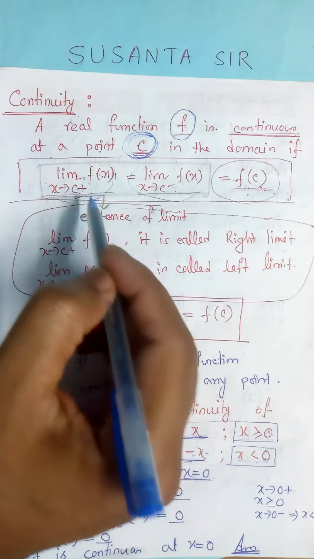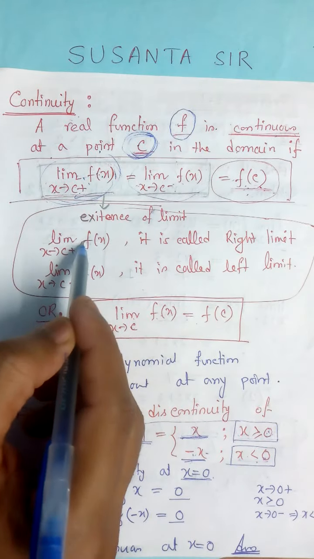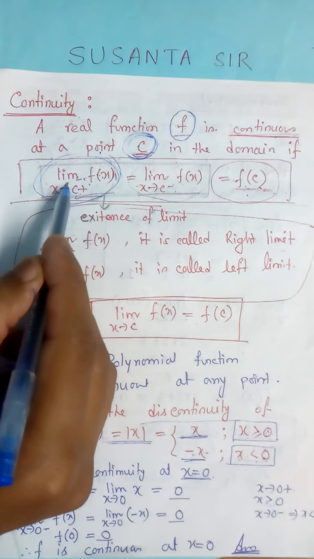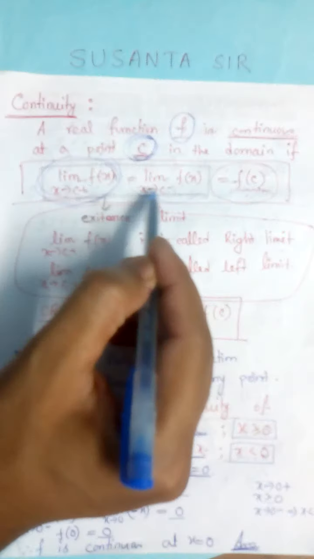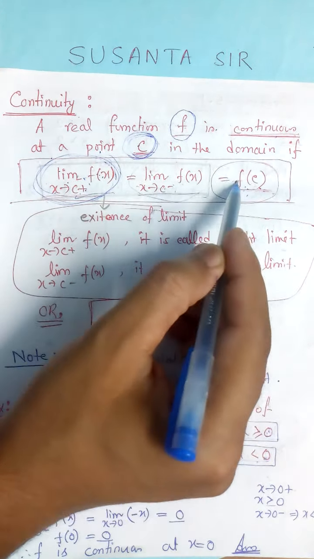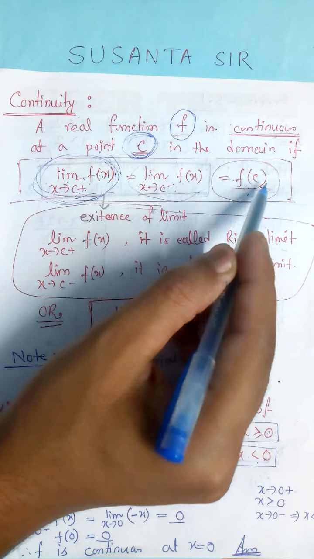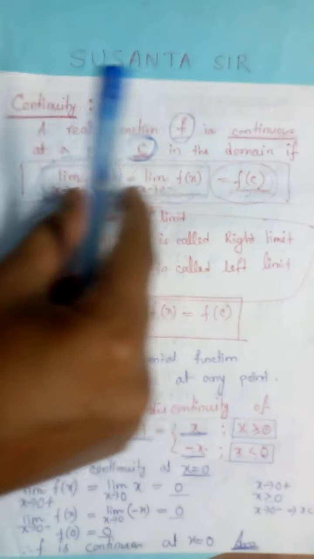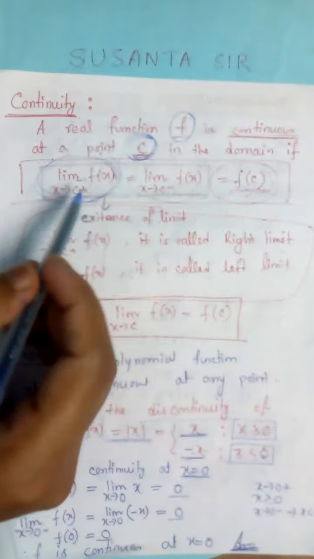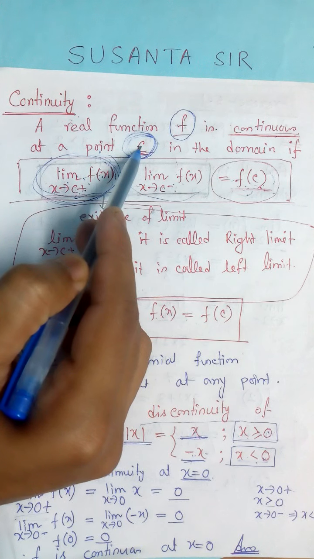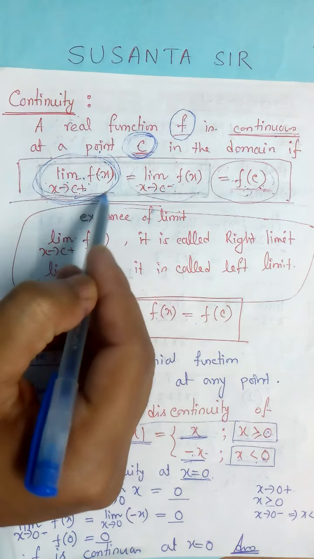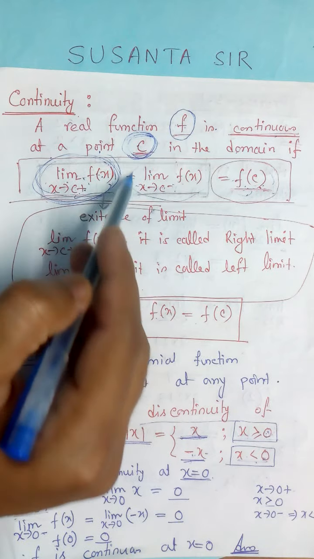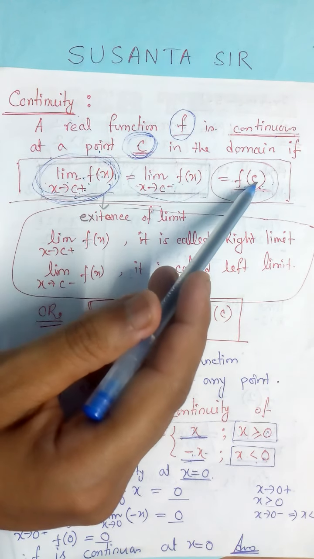The right limit, we already learned in class 11. x tends to c plus means right limit, x tends to c minus means left limit, and at the point c means f(c). If the three values are equal, we can say that the function is continuous at the point c. Now in the different problems, you have to first find the value of the right limit, then the value of the left limit, then the value at the point c.